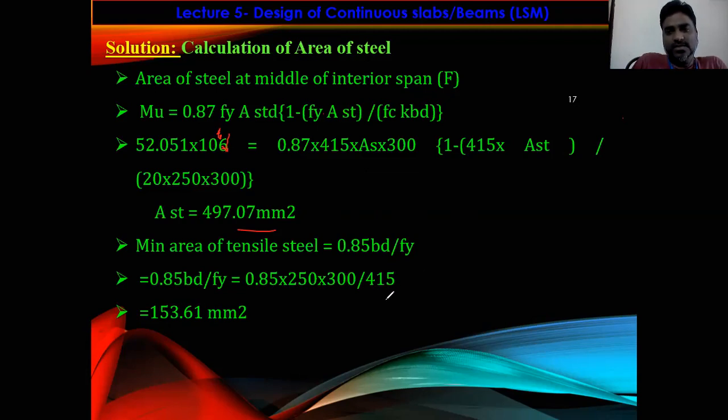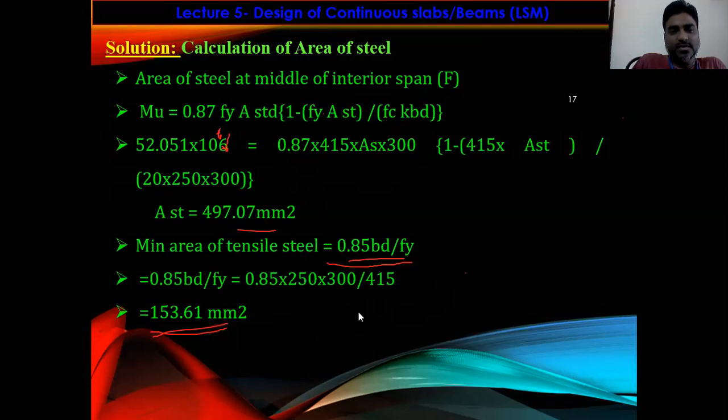As per IS 456-2000, the minimum tensile steel is 0.85 bd by fy. So from this equation, if you substitute the values, you get 153.61 mm², right? From this equation, you can determine the minimum area of steel required. Whatever area of steel we calculated is greater than this value, so it is okay. Similarly, we need to check for maximum also. So it is the same, right?